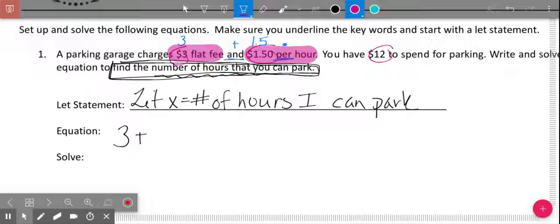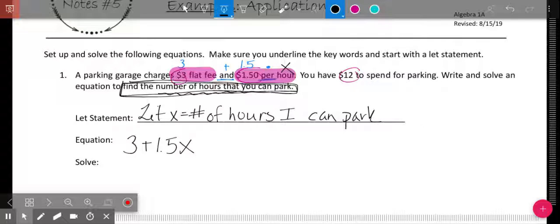$1.50 per hour. Well, we just said x was the number of hours. So anytime we see hour, we know that's going to be an x. So $1.50 per, so times x. So 1.5 times x, or 1.5x. And I know I have $12 to spend, so that's going to be my total. So I'm going to set it equal to 12. Really, once you have your numbers circled and your keywords underlined, that's basically your entire equation. That's really all you have to do. So this is my equation to represent the situation.